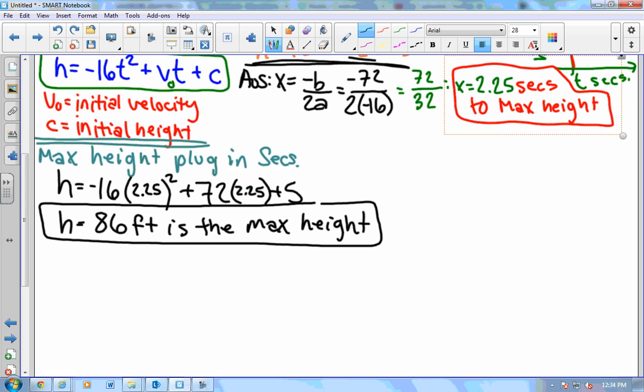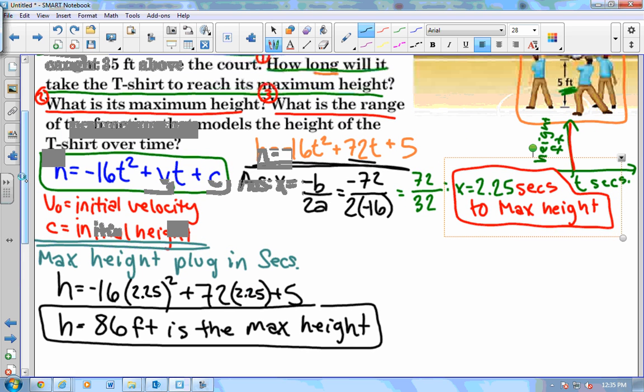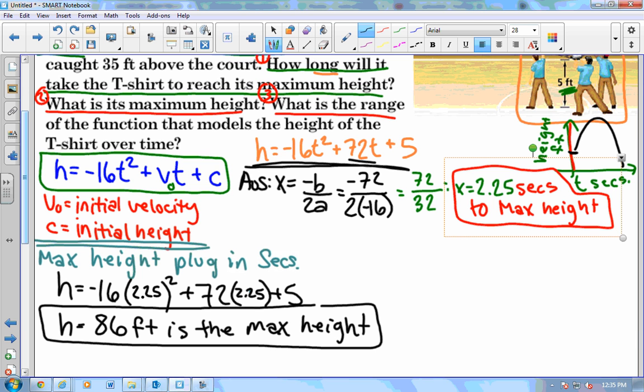Okay, so I have my rough graph right here. It starts at 5 feet, so it starts and then goes up and down. And right here, it hits 86 feet. And it takes 2.25 seconds to get there. And actually, it doesn't go all the way down. Someone catches it in the crowd at 35 feet. So as for the range, be very careful. The t-shirt does not start on the ground. That's the lowest value of the t-shirt. Put it up in the air. What's the lowest height the t-shirt will be at? Because the t-shirt does not start at the ground.